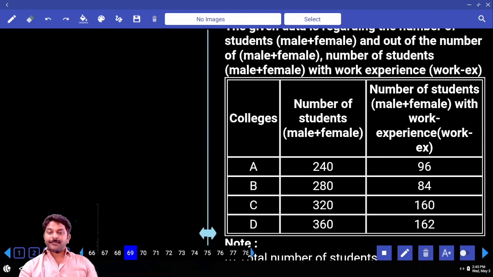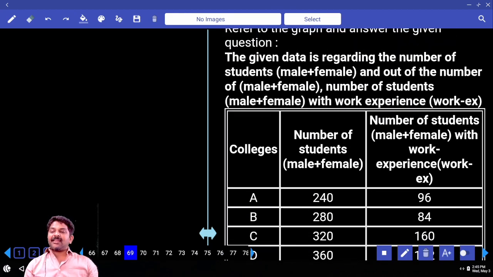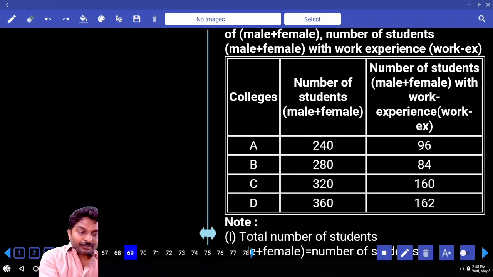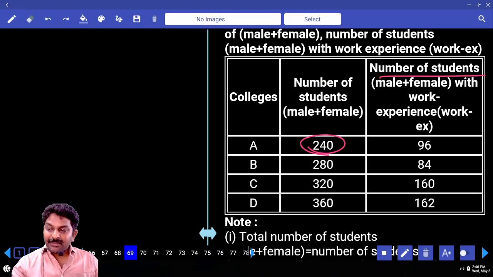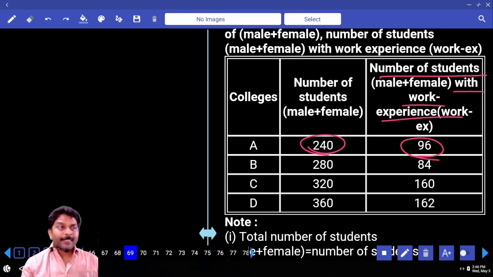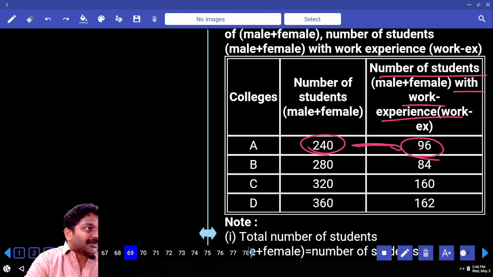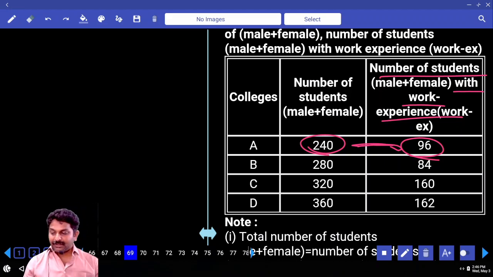69 onwards. The given data is regarding the number of students, male, female, and out of the number of male, female, the number of students with work experience, right? So now there are 240 male, female together in college A. The number of students with work experience is 96. Then the remaining don't have any work experience. Come on. So we can call them freshers.